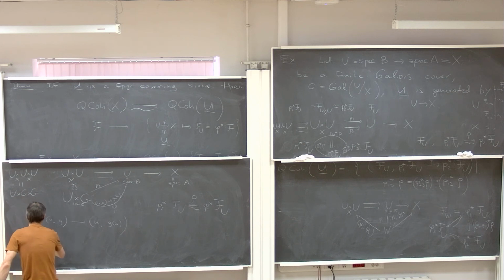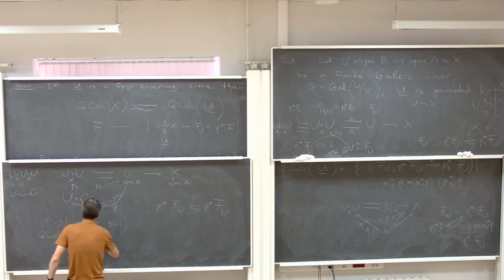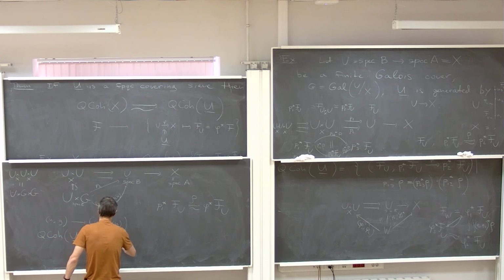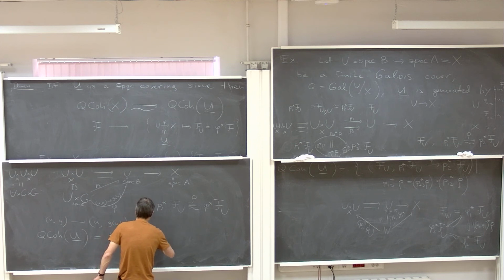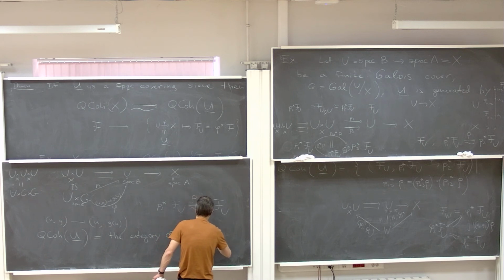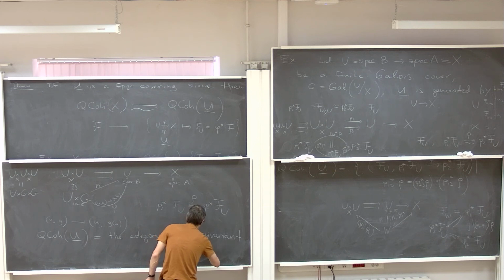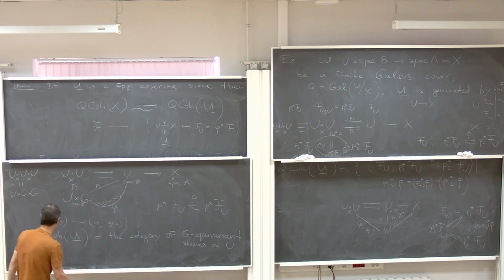Well, first of all, I claim that this category is equivalent to the category of G-equivariant quasi-coherent sheaves on U, and I will tell you explicitly what this means.